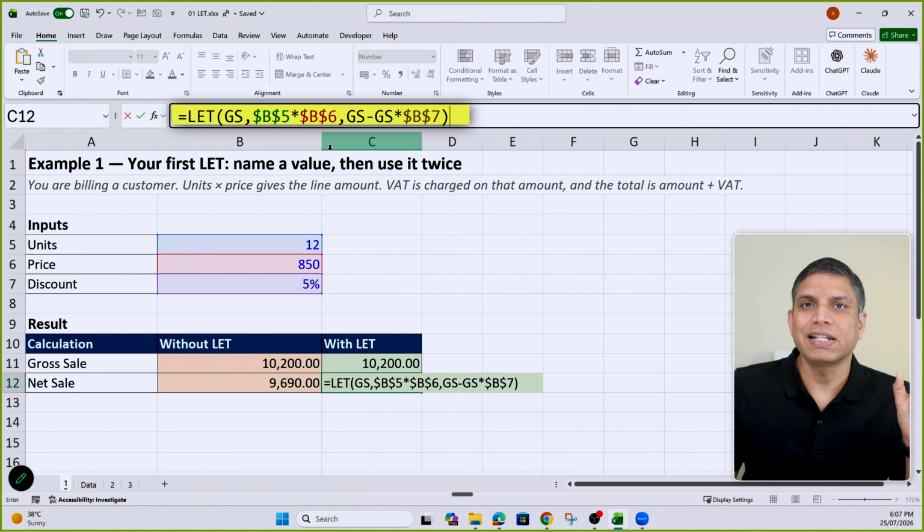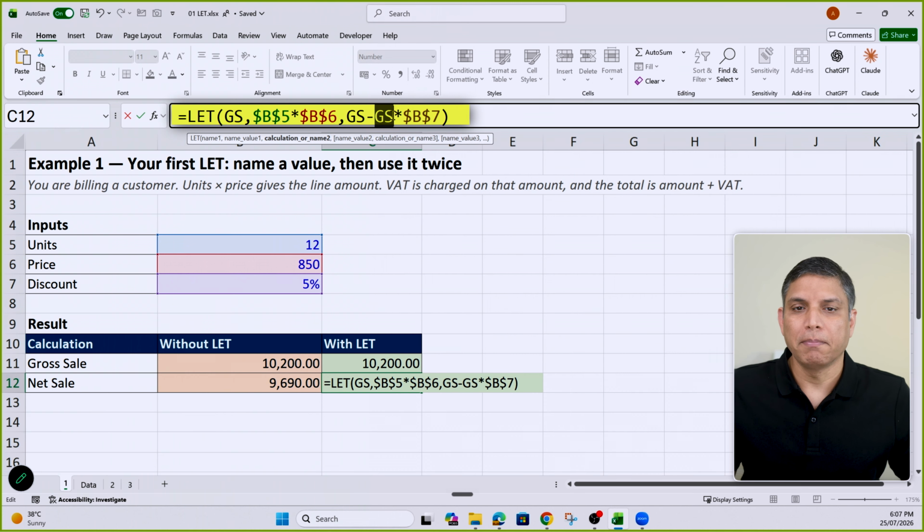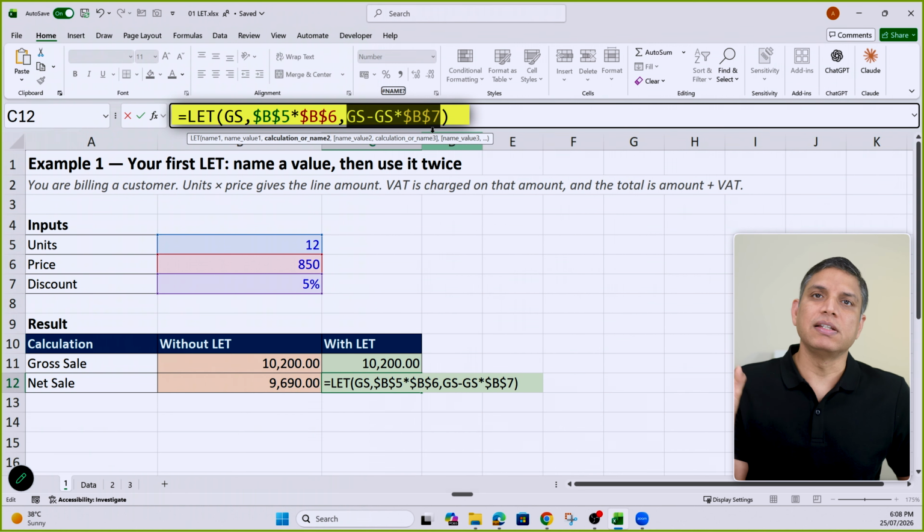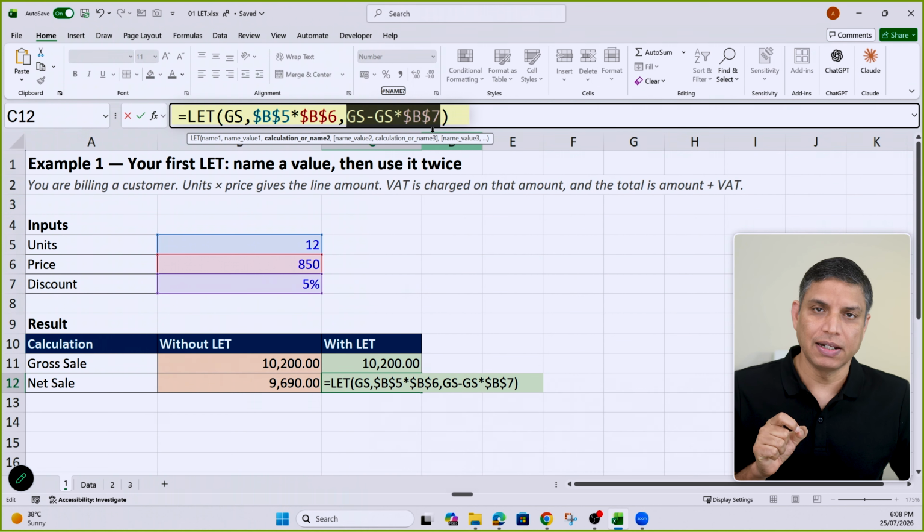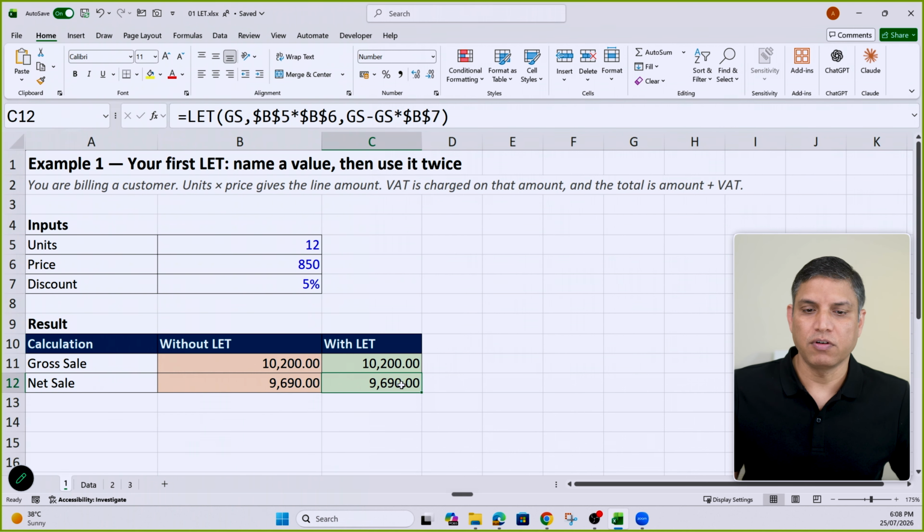So earlier what I was typing was B5 multiplied by B6. So this would be B5 multiplied by B6 minus B5 multiplied by B6 multiplied by B7, which is my discount rate. Okay, so this is the result which I am looking for. The ending value is the result which you get in this cell. Enter. That's one formula. That's the other formula.